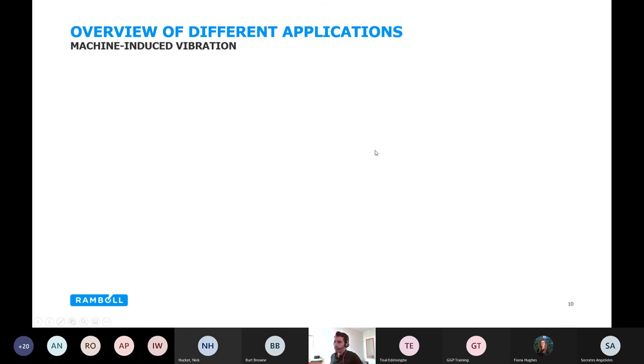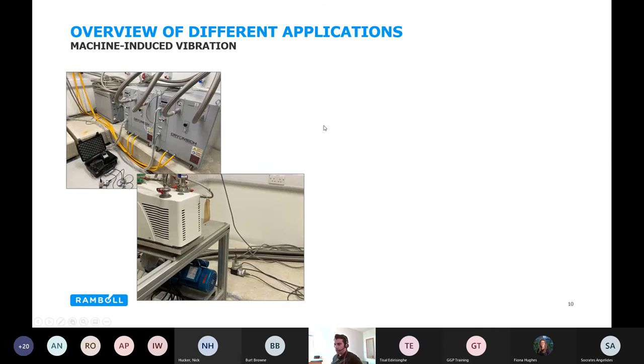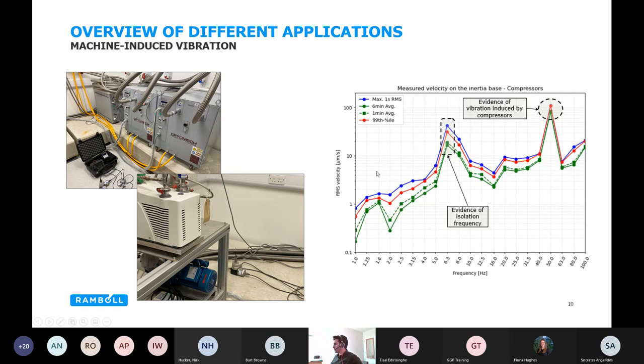Another example of application is the machine-induced vibration. This is an example where we measured in a vestibule, which is housing compressors and pumps serving the next door sensitive equipment. And just to give you a flavor, these compressors are on an inertia base that is used to isolate the machine from the floor itself.